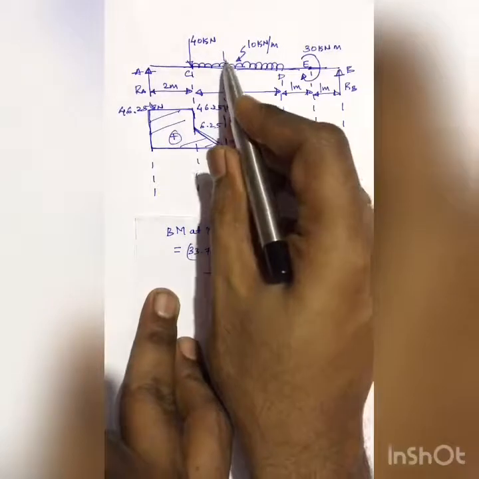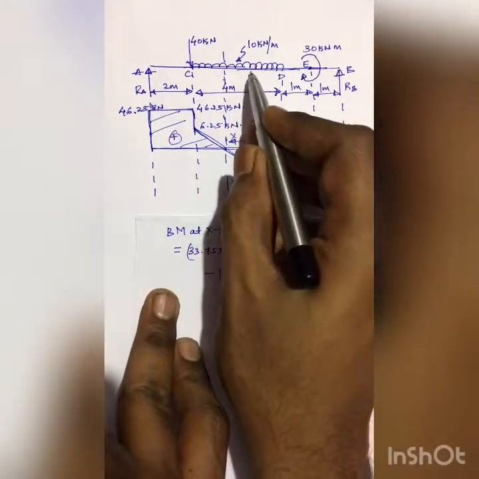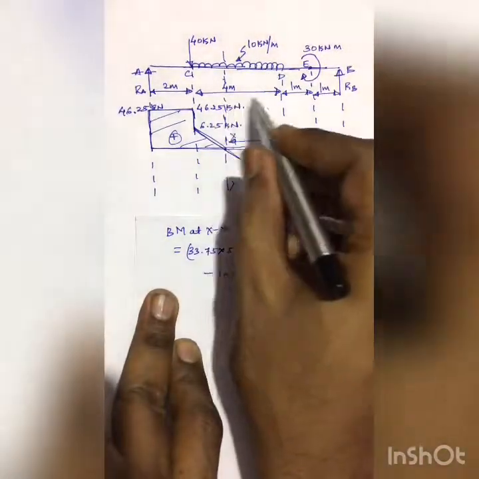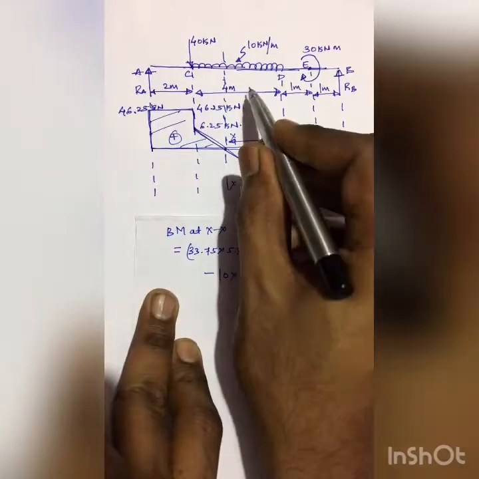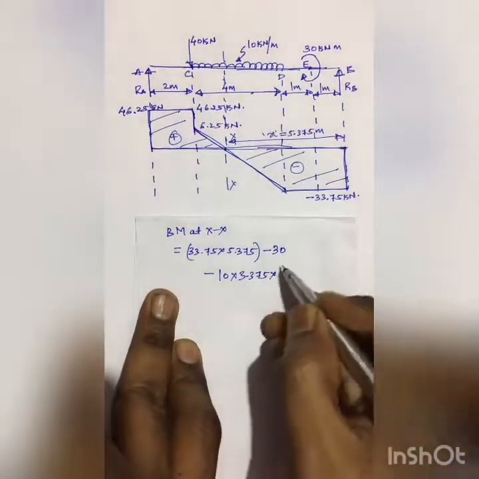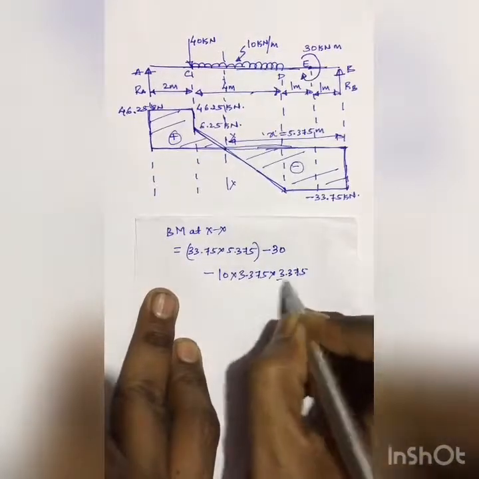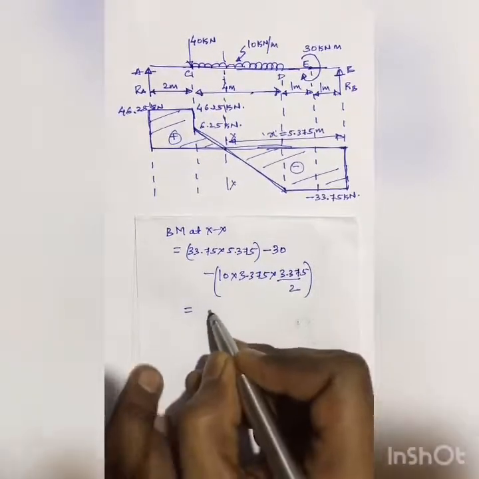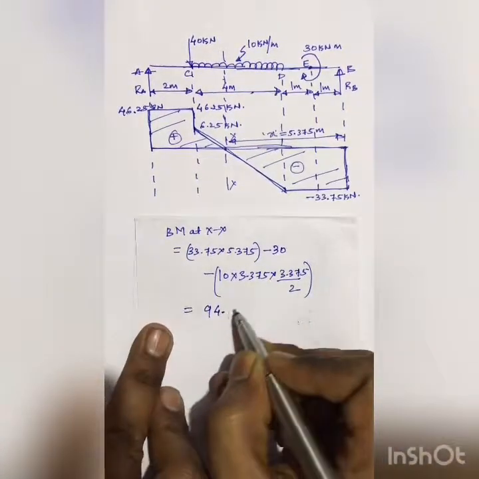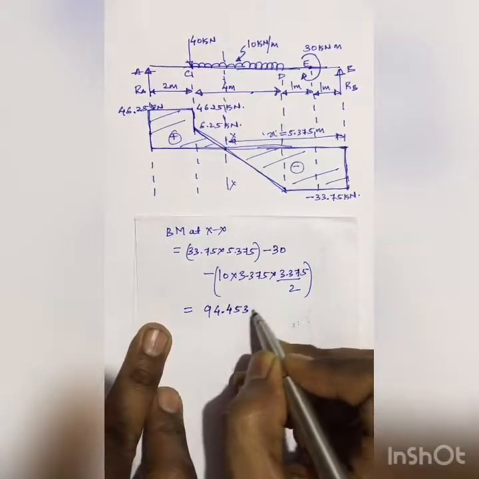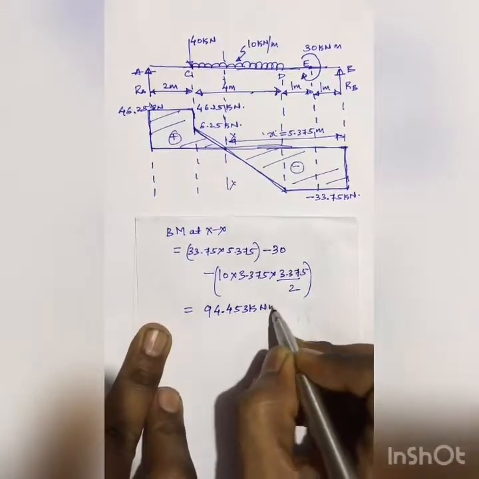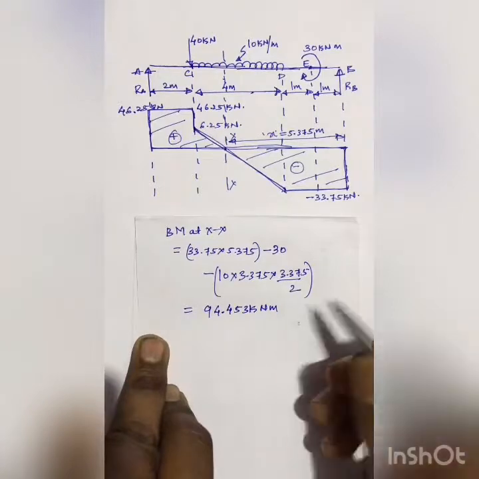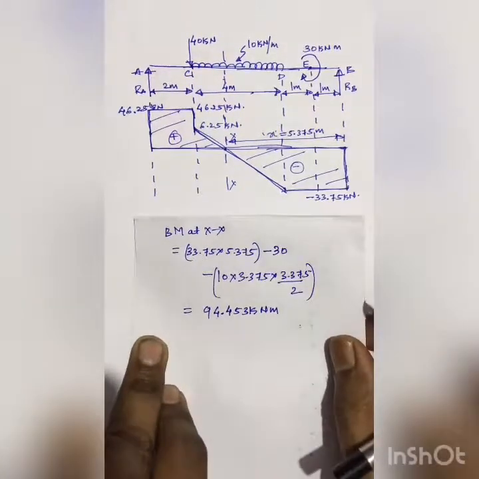into, I need to multiply it by the distance between the midpoint of this and this XX. So if this is 3.375, the midpoint will be 3.375 by 2. If we calculate this, we get the value as 94.453 kilonewton meter. So now we have found out the bending moments at all the salient points. So it's time for us to draw the bending moment diagram now.